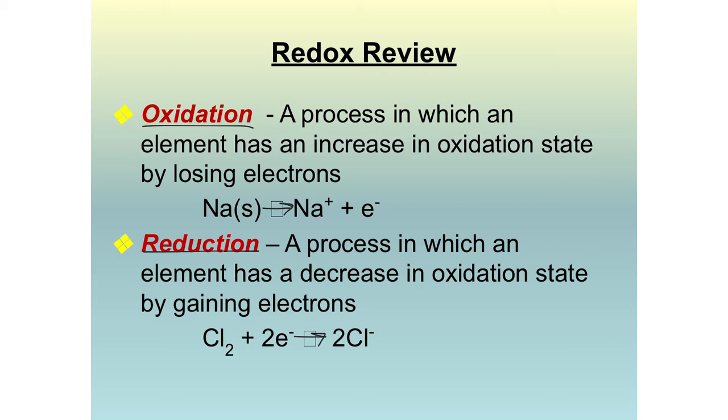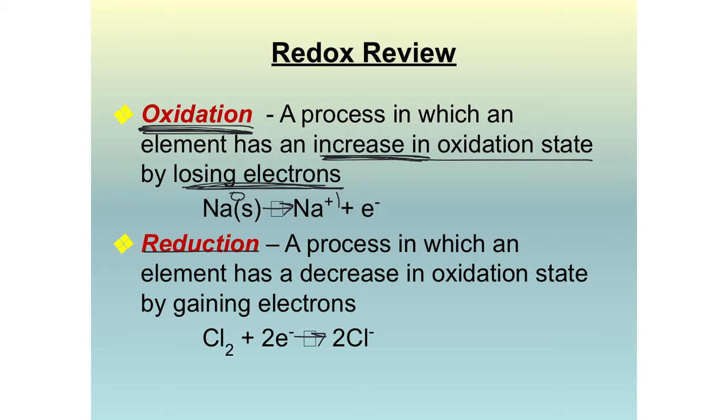So oxidation, the oxidation number will be increasing, and that occurs when we lose electrons. So in this example, sodium would start with an oxidation number of 0 and go to +1. So 0 to +1, that's an increase. Therefore, it has to be an oxidation. And that happens by losing electrons. The sodium atom would have 11 electrons. The ion would have 10 electrons, so it's lost an electron.